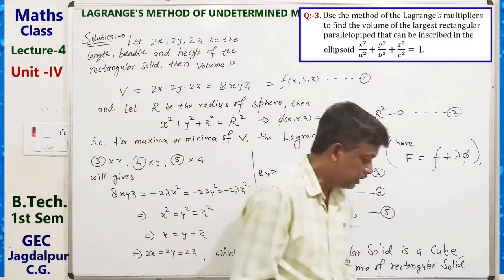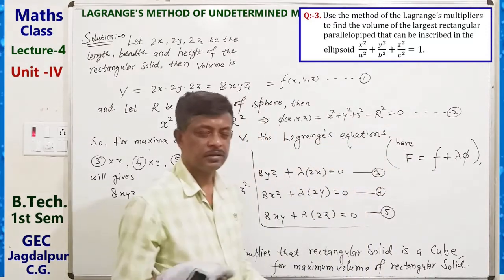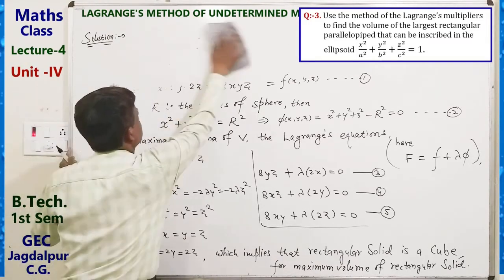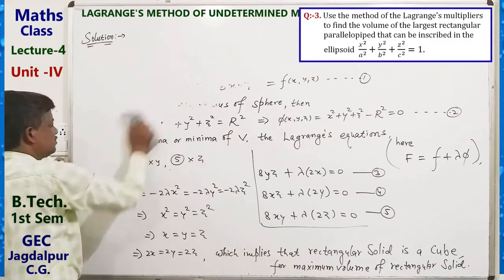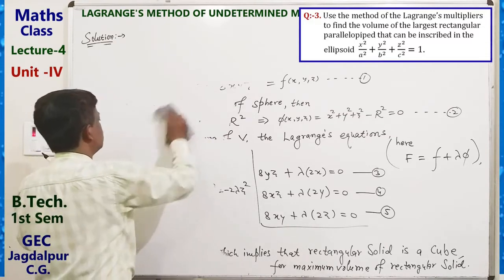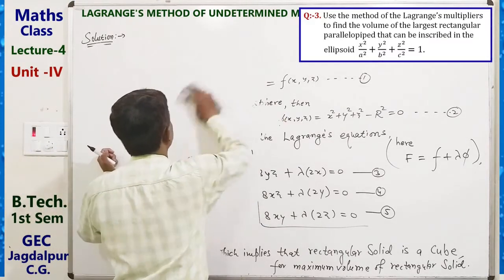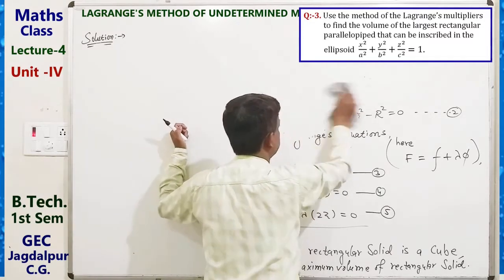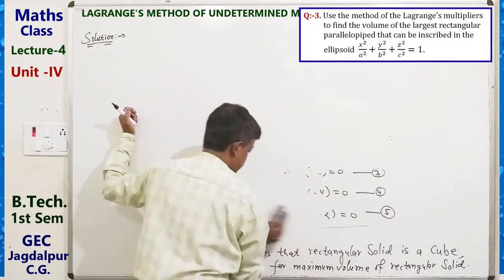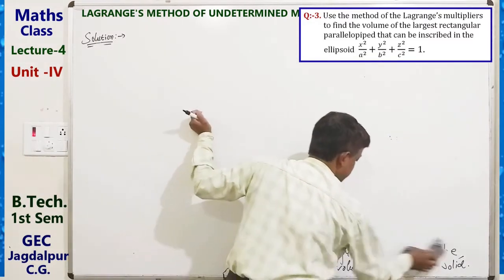Okay. So for finding maximum volume we can use Lagrange's method. Very simple. Here we can see that a function is given and a relation which will connect the variables of the function. Suppose we inscribed a rectangular parallelepiped within an ellipsoid.